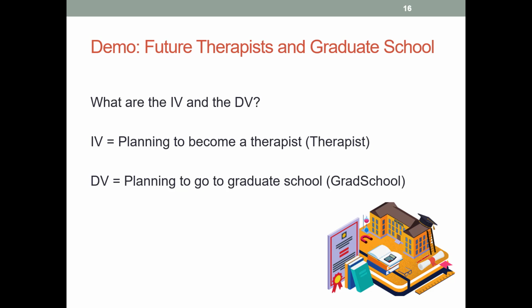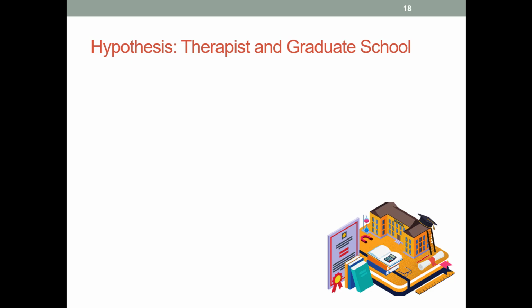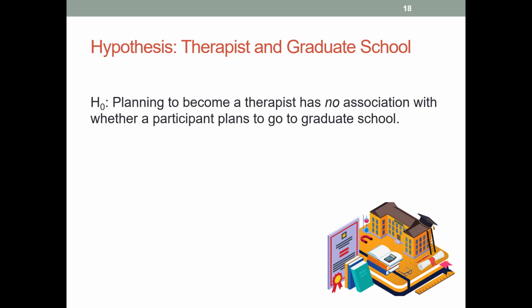Now, what would this look like when we actually translate things into hypotheses? And so the null hypothesis would say there's no association between your IV and DV, whereas the alternate hypothesis would say that there is indeed a significant association or effect between IV and DV. Now let's translate that into the variables that we have. So the null hypothesis might say something along the lines of planning to become a therapist has no association with whether a participant plans to go to graduate school. So no association between the independent variable and dependent variable.